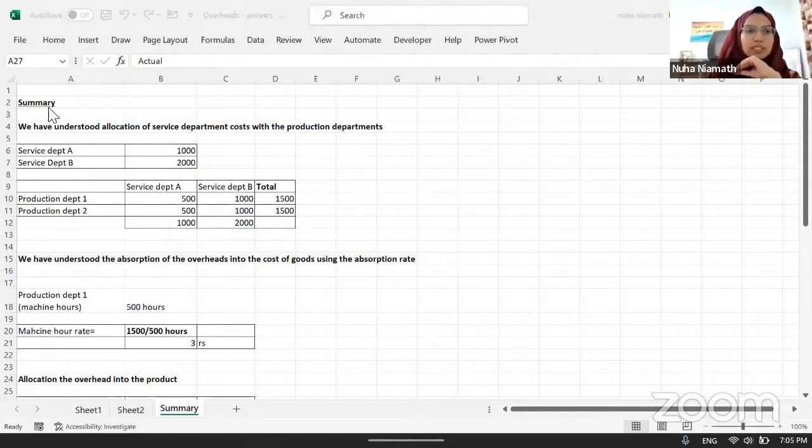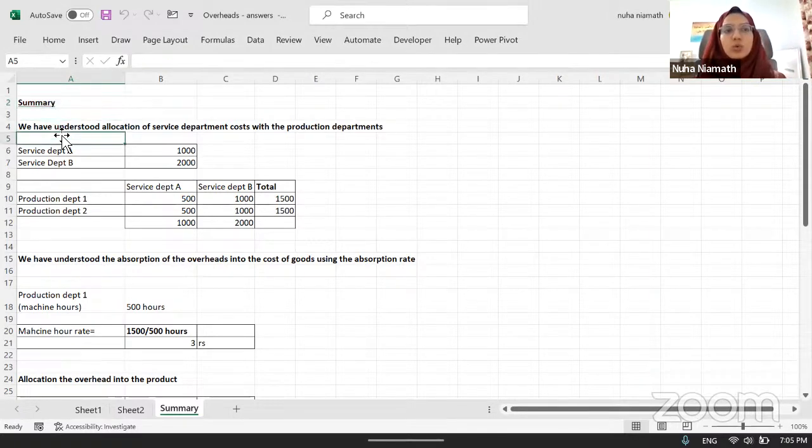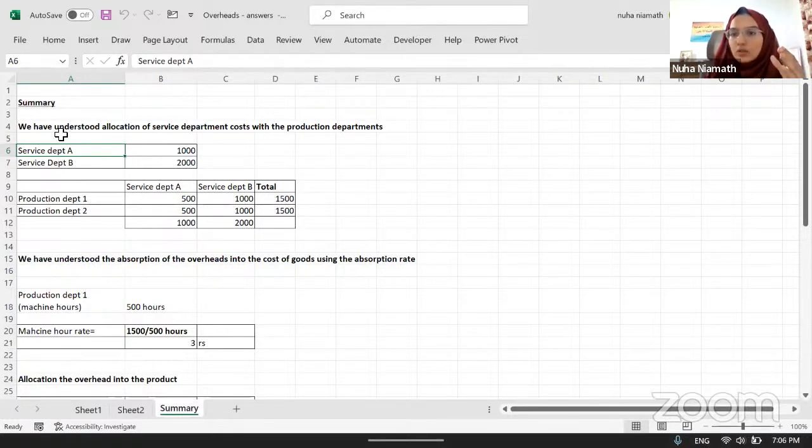So if you can see my screen, I have shared an Excel where I have summarized all the topics that we did. So the first thing that we looked into in the previous session was how to allocate the service department costs within the production departments. Also, please let me know if I'm too fast or too slow. I will accordingly change my speed for your convenience. So please let me know in the chat box if I'm speaking as per your understanding.